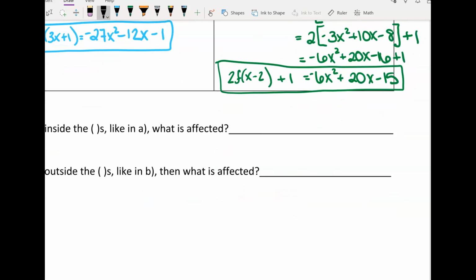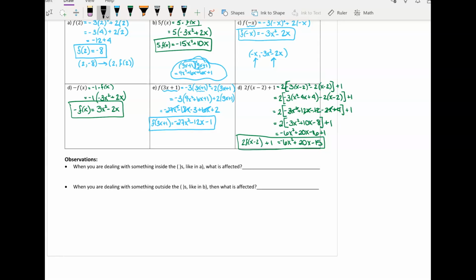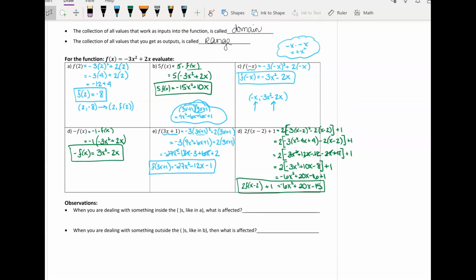All right, so final closure. Think about some observations. When you're dealing with something inside the parentheses, like in A, what's affected? Yes, the output. The output is affected because you're substituting a value for x. Substituting an input, right? Okay, so when you're dealing with something outside of the parentheses, like B.